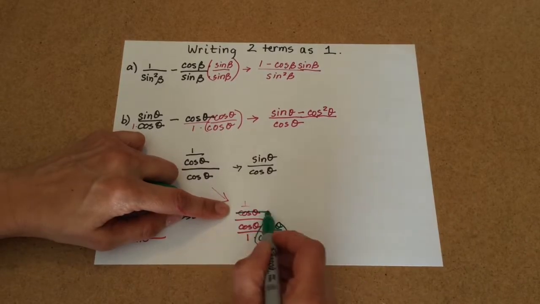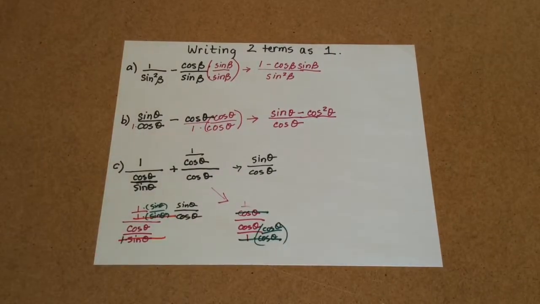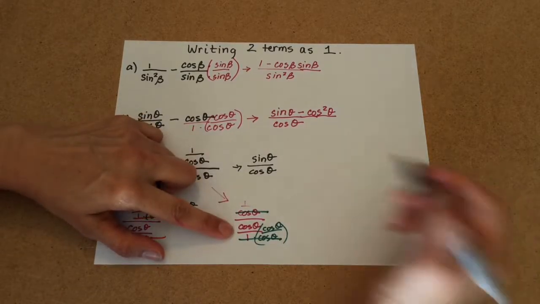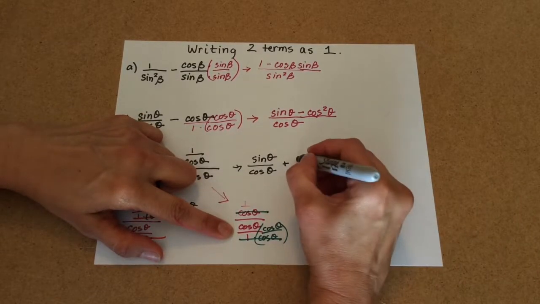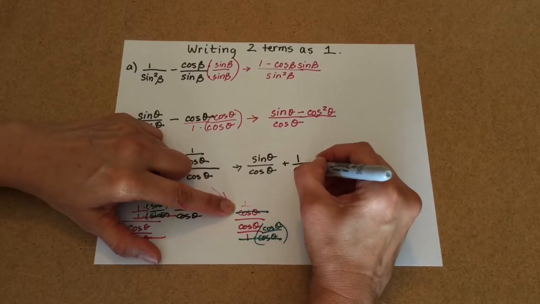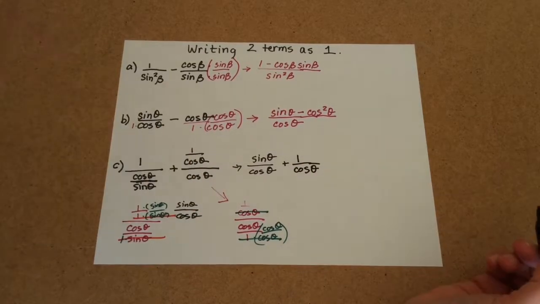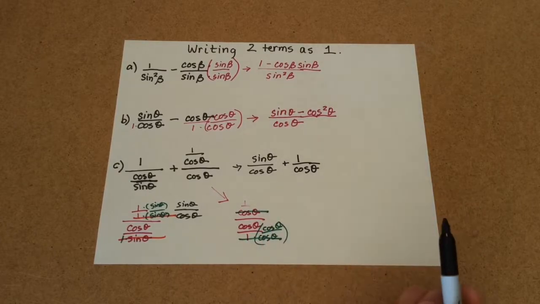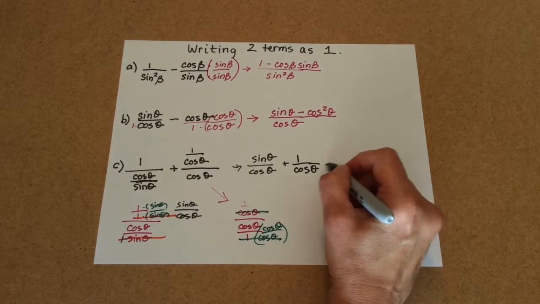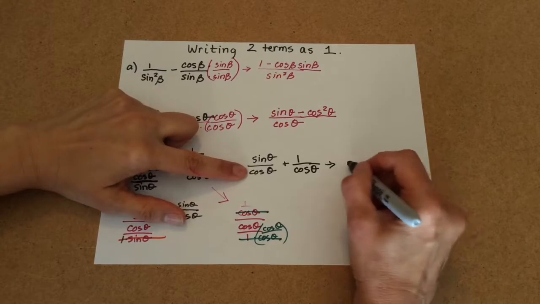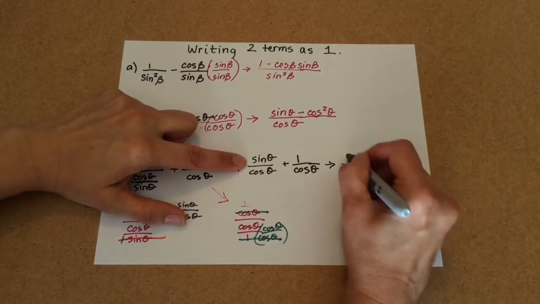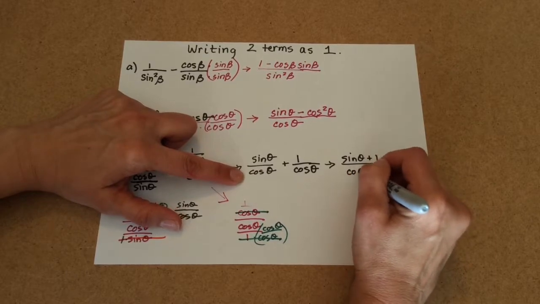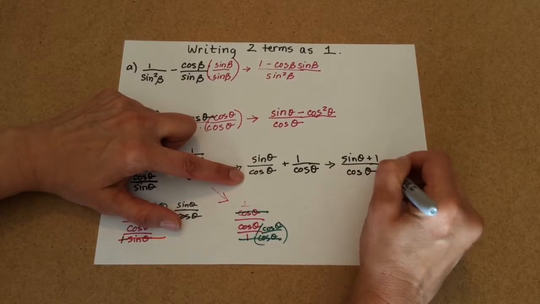And then you can simplify your complex fraction into 1 over cosine theta. So there you have it, 1 over cosine theta. And well, that worked out really nicely because the denominators are the same, so you can just continue to combine two terms into one. Sine of theta plus 1 over cosine theta.